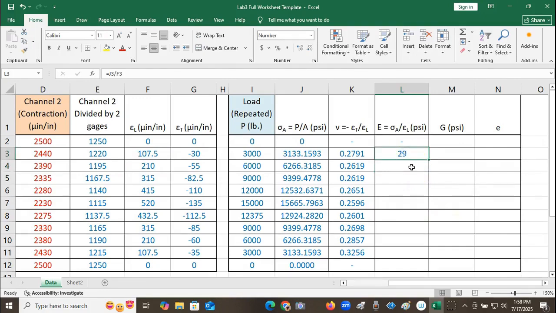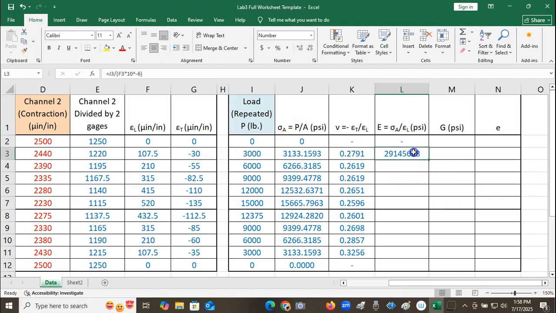29? What did I do wrong? That doesn't make any sense. So try this again. Now J3, that's PSI, and then divide by F3, but be careful, that's micro inches. So here's what I did wrong. This is F3 times 10 to the negative 6, because it's a micro inch per inch. So let me see if this is more reasonable.